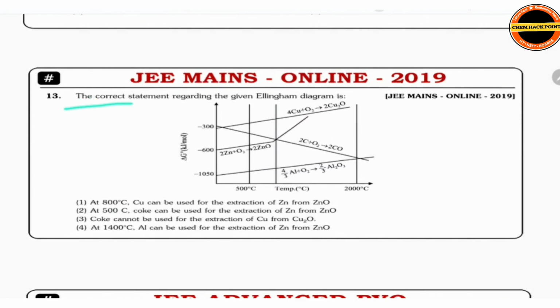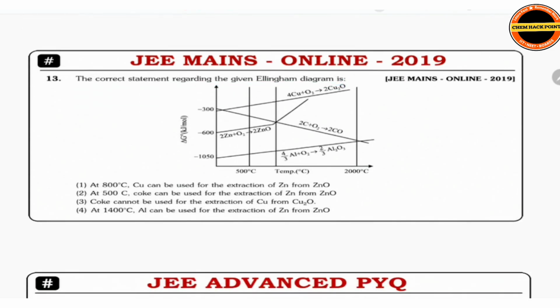Next, the third statement regarding the given Ellingham diagram is: at 800 degrees Celsius, Cu can be used for the extraction of zinc from zinc oxide. Observe the graph. Take 800 degrees Celsius, as given in the question, at this point. Copper can be used for the extraction of zinc from zinc oxide, meaning copper can act as a reducing agent according to them.